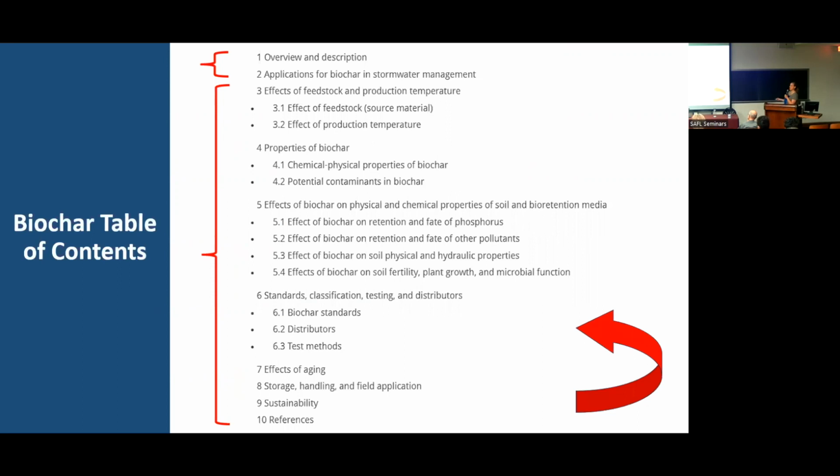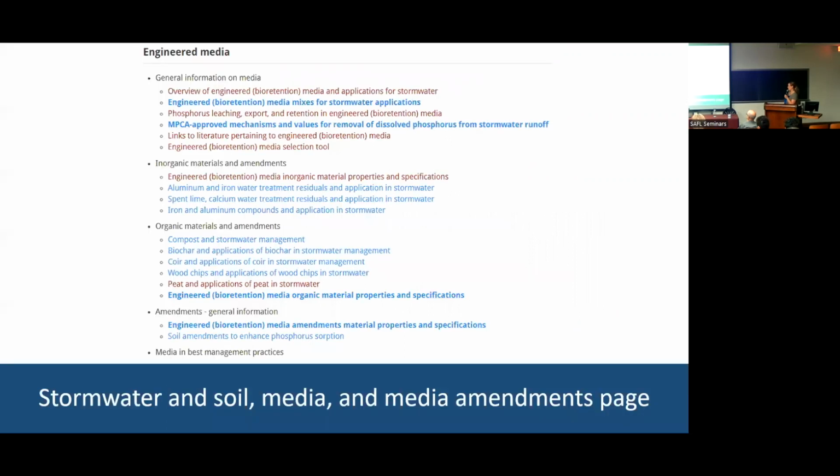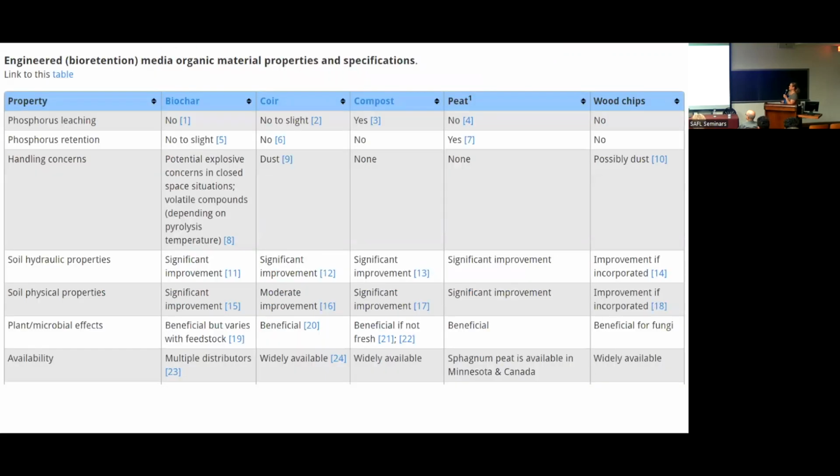I'm going to back up now to that engineered media page and show you one other resource that is linked on here, and that is the organic media material properties and specifications. This table is put together to compare and contrast the different organic media components we've got here. So if you've got a specific design parameter or goal for a project, you can compare and contrast.